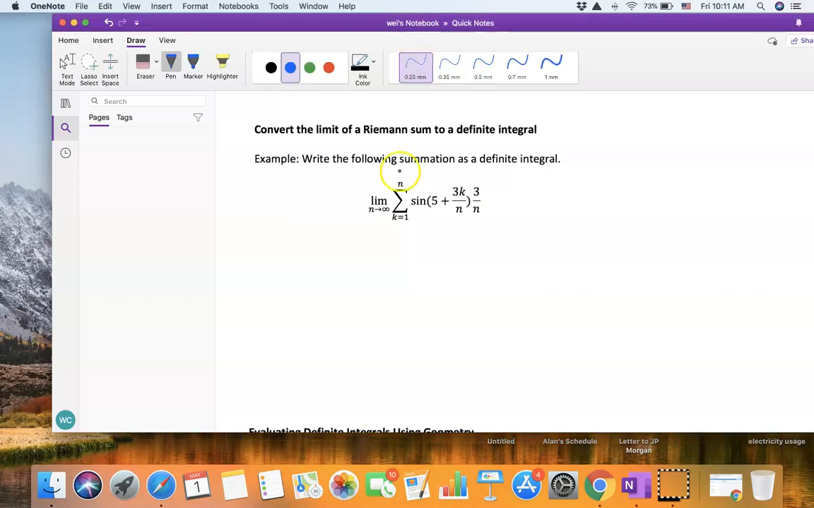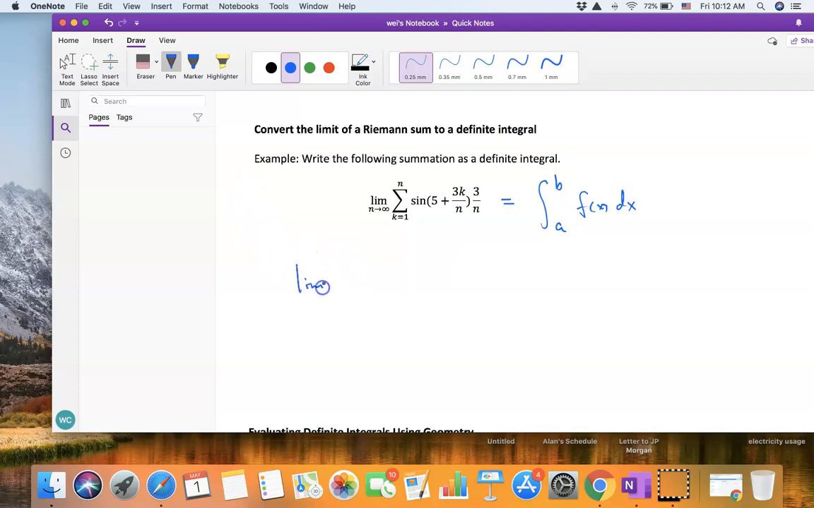Okay, here we are asked to write this Riemann sum as a definite integral. So what we want to do is to rewrite this, hopefully, into a definite integral from a to b of f(x) dx. So we need to figure out what is the function and what are the lower bound and the upper bound.